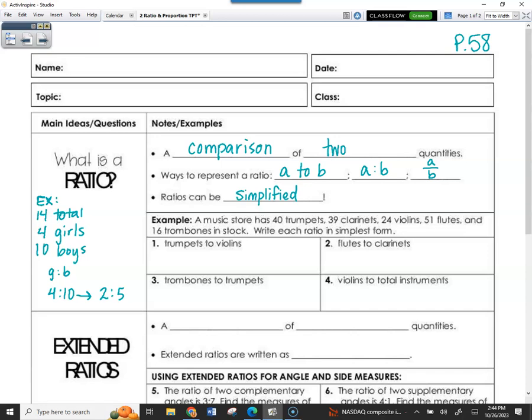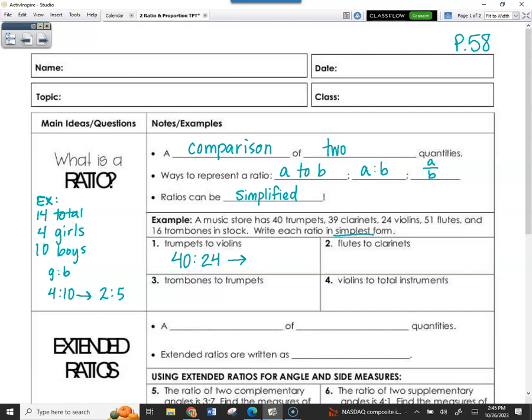We're going to practice that right here, but with musical instruments. We have 40 trumpets, 39 clarinets, 24 violins, 51 flutes, 16 trombones. They want us to write each ratio in simplest form. Now, how many trumpets? 40. How many violins? 24. Okay, now that is not simplest form. Clearly they're both even. We know they'll reduce by 2.